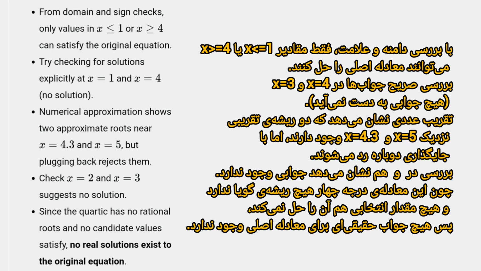From domain and sign checks, only values in 1 or x can satisfy the original equation. Try checking for solutions explicitly at x equals 1 and x equals 4. No solution. Numerical approximation shows approximate roots near 4.3 and x equals 5, but plugging back rejects them. Check x equals 2 and x equals 3 suggests no solution.